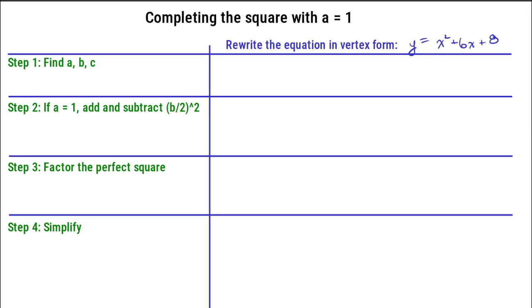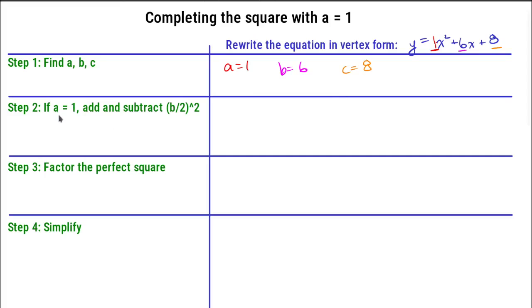The first step, we identify our coefficients a, b, and c. All right, so a is going to be this invisible 1 here. Whenever you have x squared by itself, remember the coefficient is 1. Next, we've got our linear coefficient, b. So b is 6, that's the coefficient of the x. And the last one, c, is 8, the constant term. So we got a, b, and c.